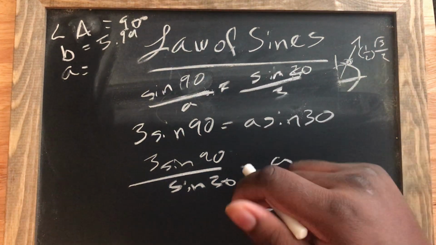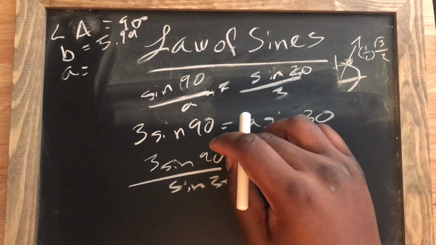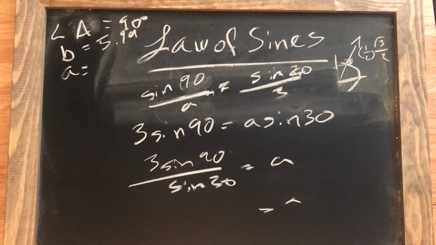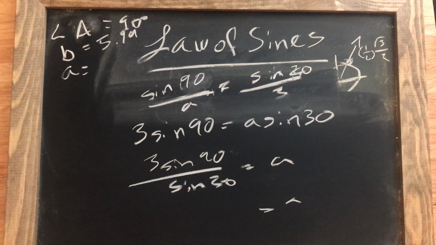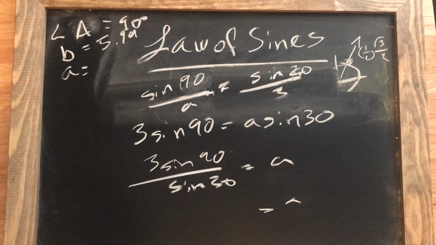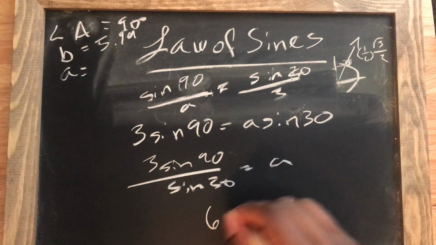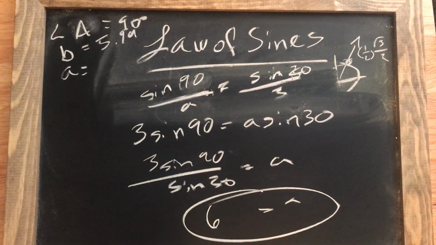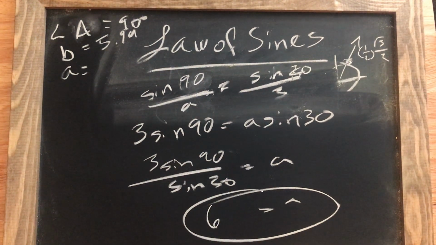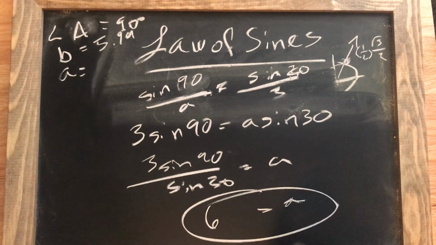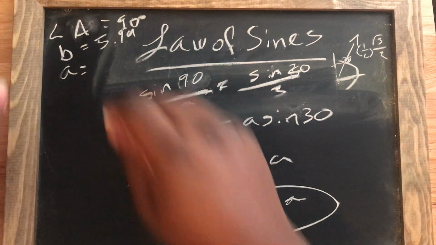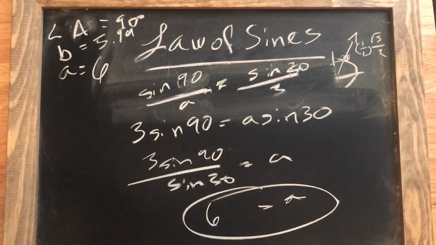Well, sine of 30 is 1/2. Sine of 90 is, let's see, 1. So it's going to be 3 over a half. This is going to be 6. This is going to be a. It doesn't look like an a. Okay. And that's how you do it.